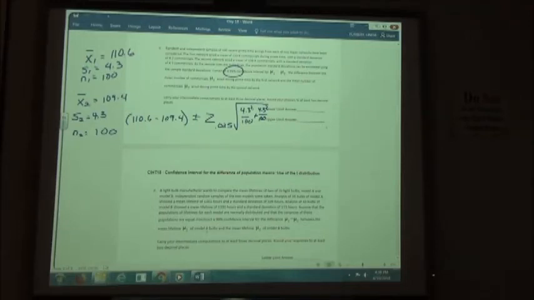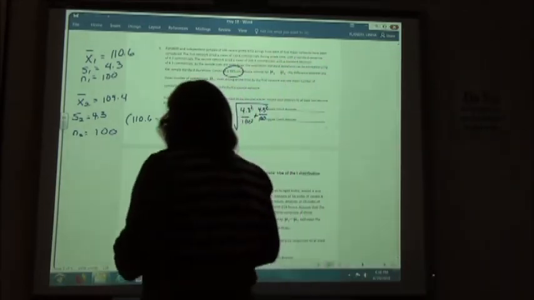Oh, you didn't do the squaring on your 4.3s. Did I not write them? Yes. Oh, yeah. Did you both do the same thing? Hit undo for me. Yep. This should be 4.3 squared, not 4.32. Okay, so make those squares instead. 4.3 squared.